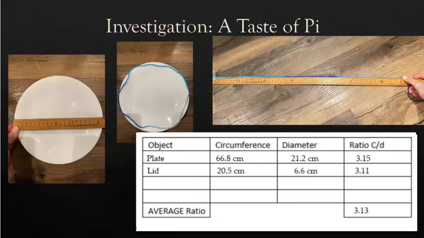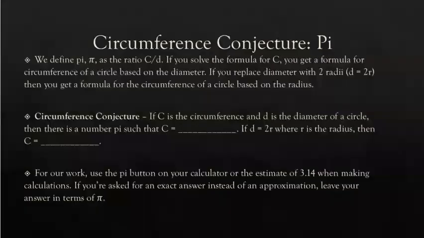If you know anything about the number pi, you can see that that should be really close to pi, which is 3.14159, etc. So we define pi, which is this symbol here, as the ratio of circumference to diameter. If you solve the formula for circumference, you would get a formula for the circumference based on the diameter. So let's look at that right now.